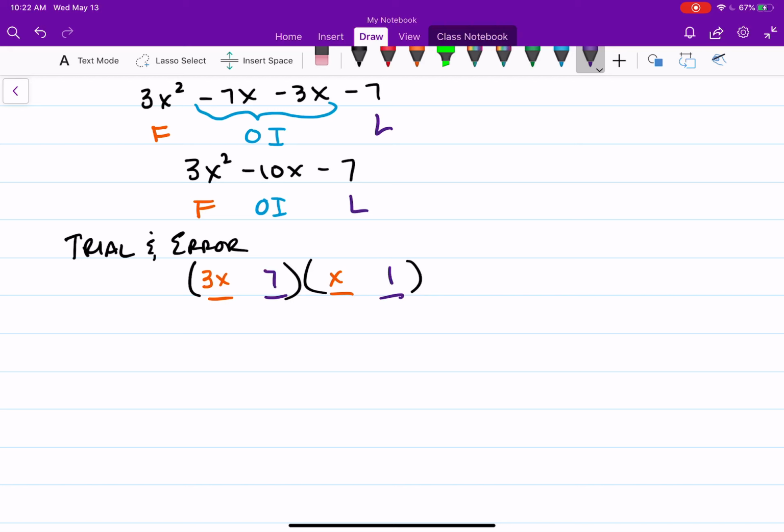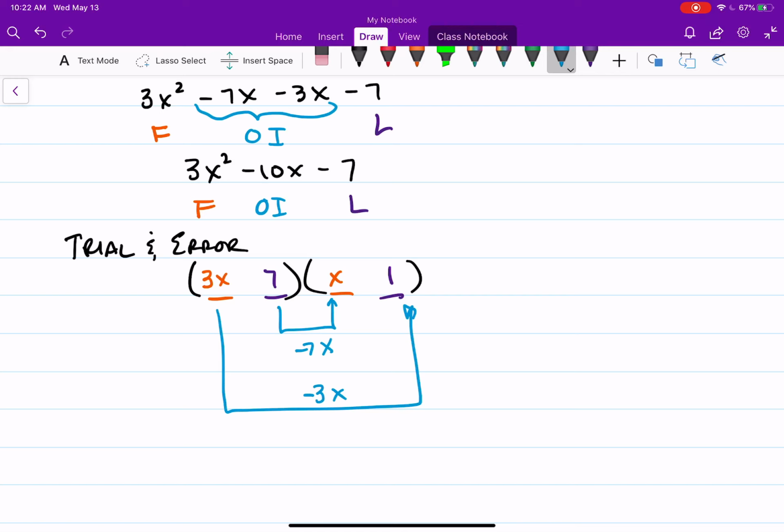so I'm going to try 7 and 1. So I go back to inner and outer. Okay? Outer gives me 3x, inner gives me a 7x. Can I use 7x and 3x to get me a negative 10x? And the answer is yes. How? Only if they are both negative.